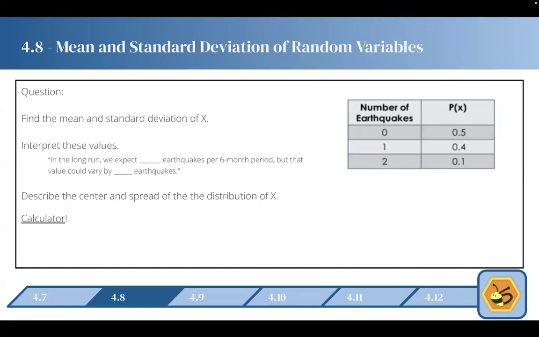All right, so let's take a look at these ones. We did that mean and standard deviation already. If we interpret these values, in the long run, we expect 0.6 earthquakes per, sorry, this should be year. Let me change that real quick.